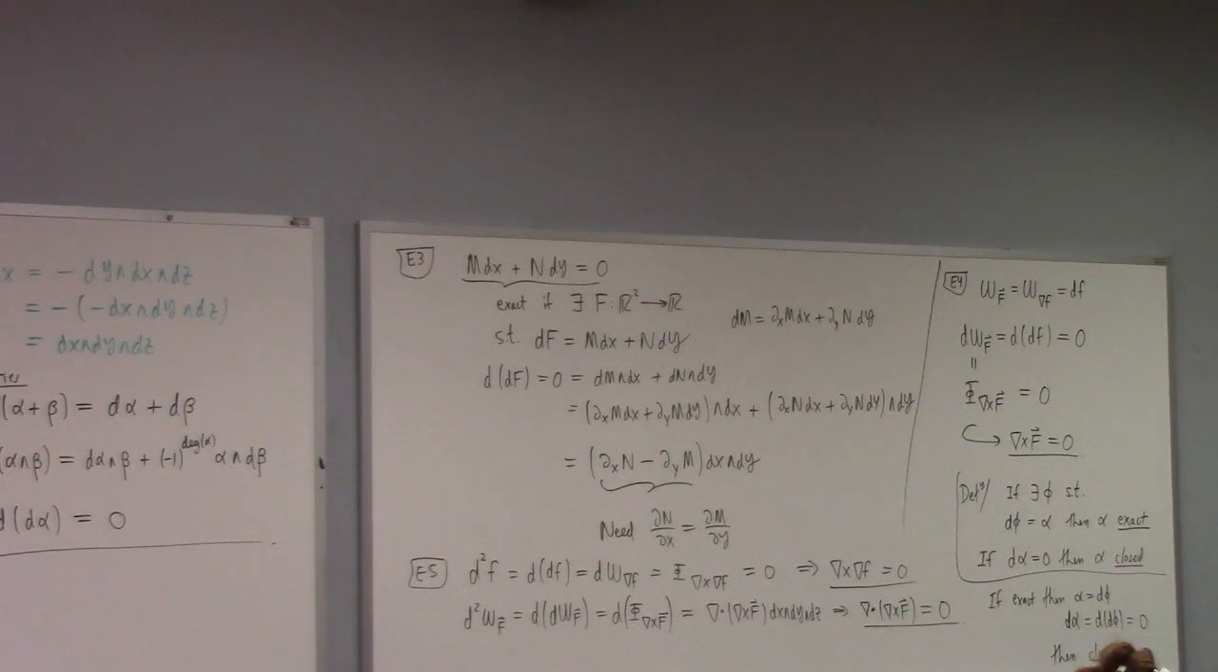However, the converse is not true. All right? There exist closed forms which are not exact. We spent a whole day looking at one of those examples: minus y dx plus x dy, divided by x squared plus y squared, which we integrated to find 2 pi around the circle. That is exactly an example of a form which is closed but not exact.